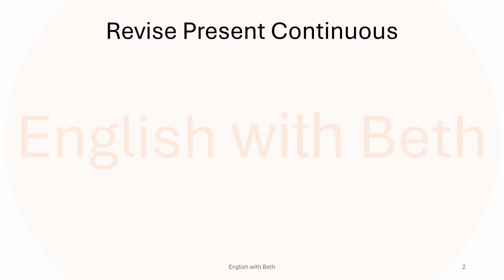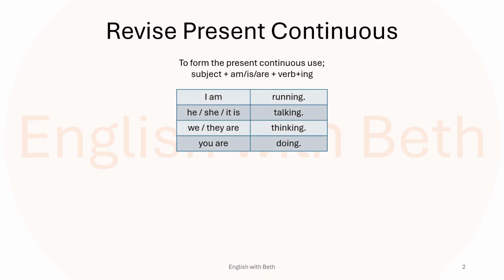To form the present continuous positive sentences, we use subject plus am, is, or are plus the verb and ing. So I am running, he, she, it is talking, we, they are thinking, and you are doing. So this am, is, and are is the forms of the auxiliary verb to be.